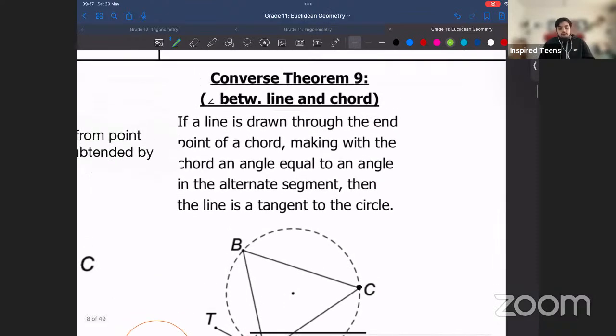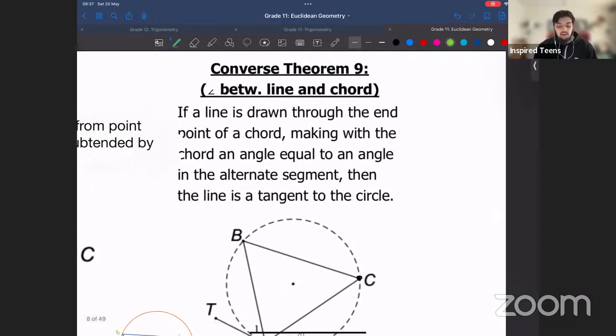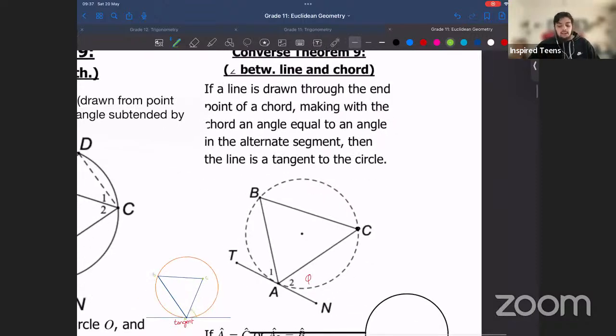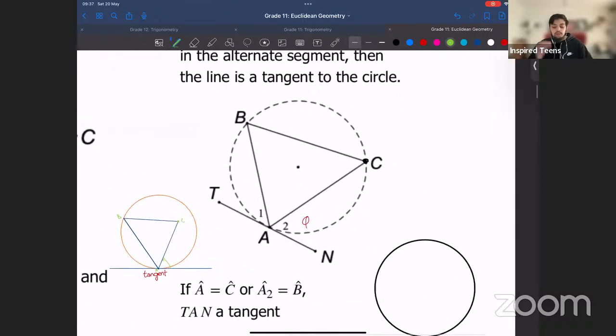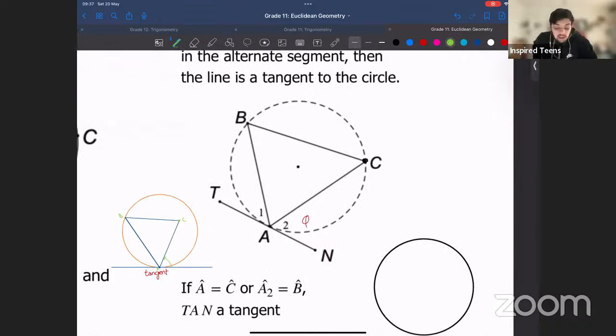Okay, so let's look at the converse theorem 9. Angle between line and chord. If a line is drawn through the end point of a chord, making with the chord an angle equal to an angle in the alternate segment, then the line is a tangent to the circle. So this one is also really important because it's asked a lot.